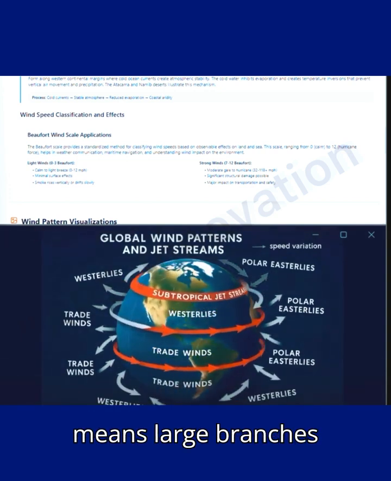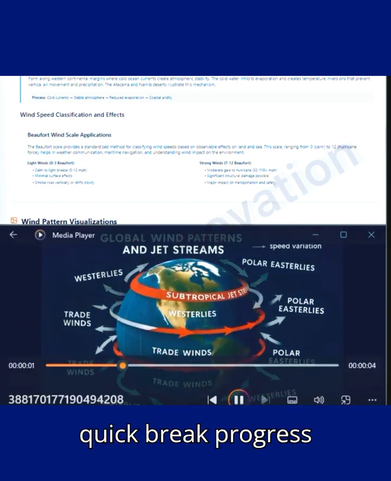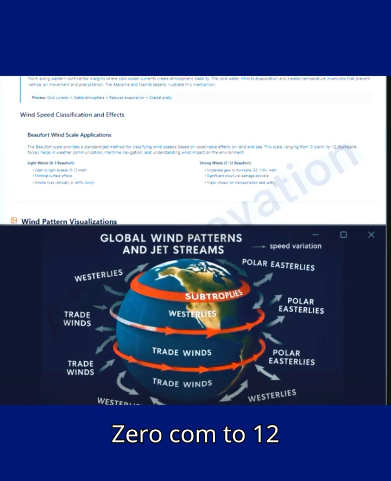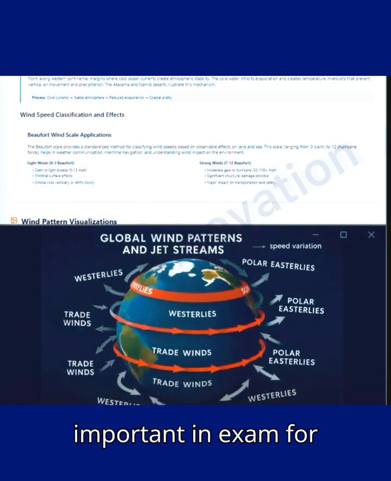4 to 5 means what? Small branches move, and loose paper rises. And 6 to 7 means large branches move, and walking becomes difficult for us. 8 to 9 means twigs break, and progress against the wind is hard. 0 calm to 12 hurricane is what I think is important.